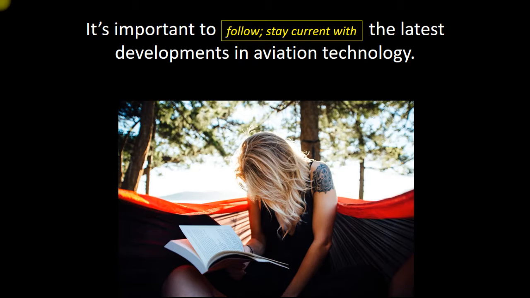Now let's look at some more aviation-related phrasal verbs. It's important to follow the latest developments in aviation technology, or it's important to stay current with the latest developments. So what phrasal verb could we have here? Keep up with. All right, so it's important to keep up with the latest developments in aviation technology.